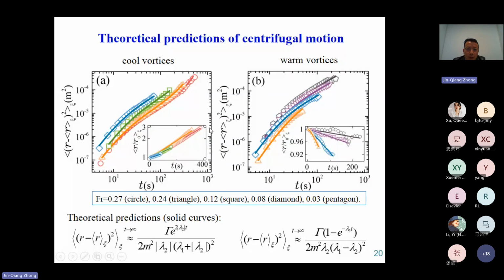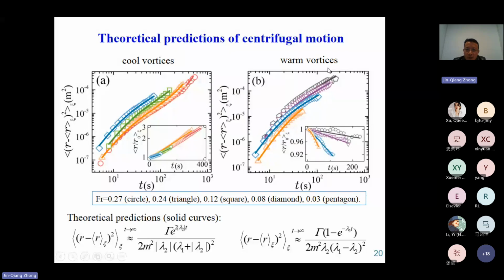Here we compare the modeling results with the experiment. The open symbols are the experimental data, and the solid curves are the model predictions. In the left figure, we show the second-order displacement for cold vortices. We found the model satisfactorily captured the data trend: the second-order displacement first increases as an exponential function of time at short time. Its increasing rate first decreases and then increases, and finally approaches another exponential function at large time.